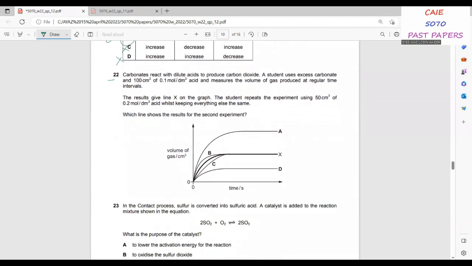Number 22. Carbonates react with dilute acids to produce carbon dioxide. A student uses excess carbonate and 100 cm³ of 0.1 mol per dm³ acid and measures the volume of gas produced at regular time intervals. The results give line X on the graph. The student repeats the experiment using 50 cm³ of 0.2 mol per dm³ acid whilst keeping everything else the same. Which line shows the results for the second experiment?